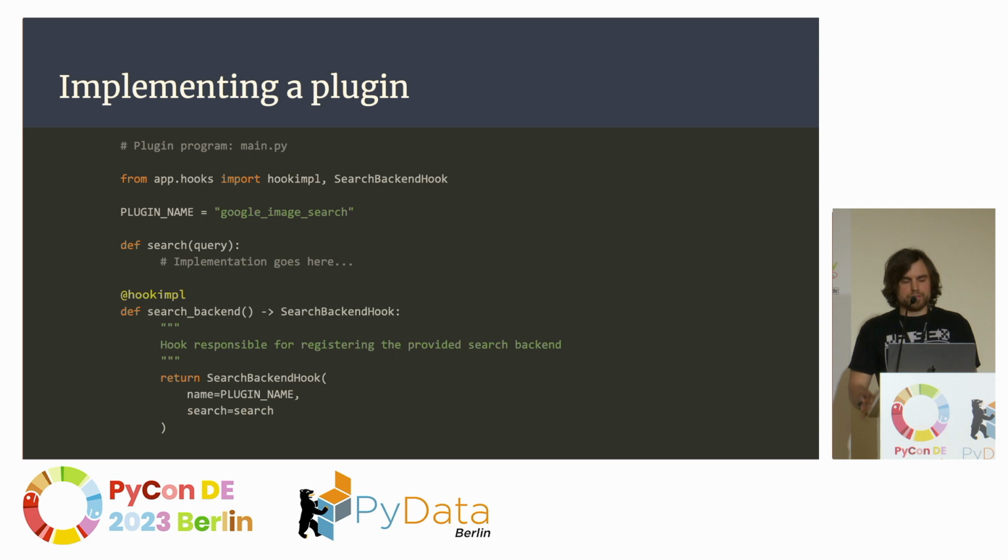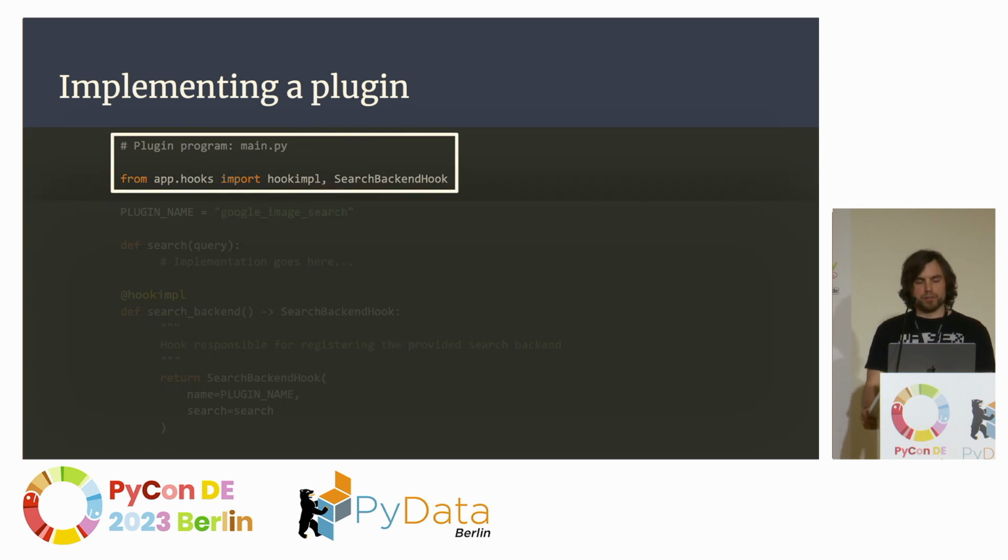Okay, so now that we've talked about how to define the hook specifications on the host program, let's move over to the plugin program. And what you're looking at here is more or less the entire implementation of this. So let's walk through this line by line. What we first do is from our host program, we are going to import that hook implementation marker object and then the search backend hook object.